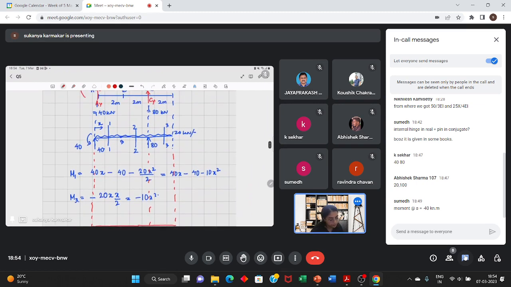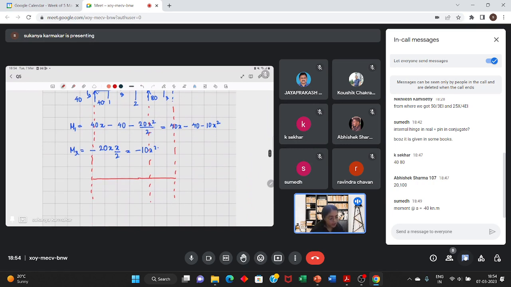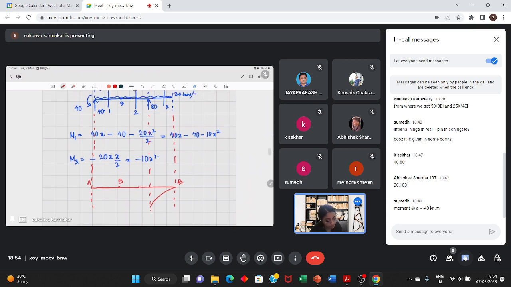So on the right hand side, it's an overhang, and the equation is minus 10x square. So it will look somewhat like this. In the middle, there is a hinge. This is A and this is B.